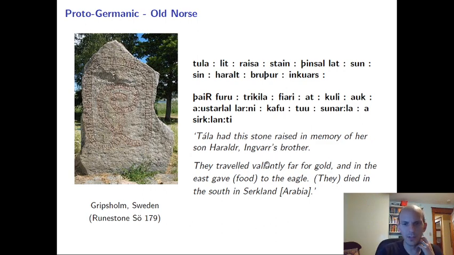This commemorates in memory of her son Haraldar, Ingvar's brother, and they traveled valiantly far for gold, and in the east gave food to the eagle. They died in the south in Sarkland in Arabia, right? This cool passage between Scandinavia and Arabia that existed back then. Fascinating. Anyhow, linguistically interesting because it gives us something further back that we compare our methodology to. Pretty sweet. Pretty sweet stuff.